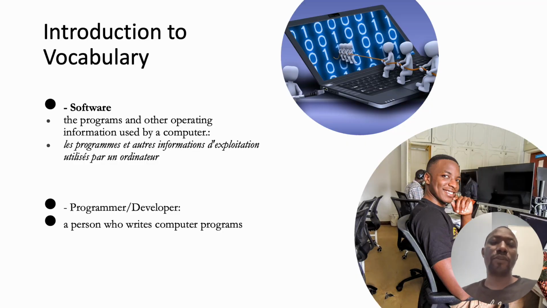Now, the key vocabulary that we have: what is a software? What is a software, for example? In French, logiciel, des programmes. Program and other operating information used by a computer. C'est tout ce qui n'est pas la partie dure, la partie non tangible de l'ordinateur, the software. Comme les systèmes d'exploitation, les applications, they are softwares.